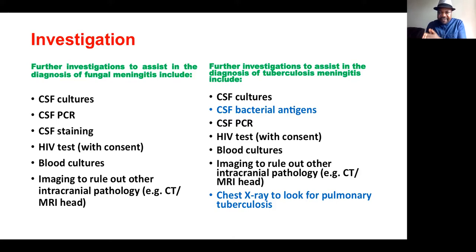But on the TB side, you still request CSF culture, but you need to indicate that you are also suspecting TB. You also need to do a bacterial antigen test, and a CSF PCR. She is known to be HIV positive. Blood culture, you can do that. But most importantly here, you need to have a chest X-ray done to look for pulmonary tuberculosis.